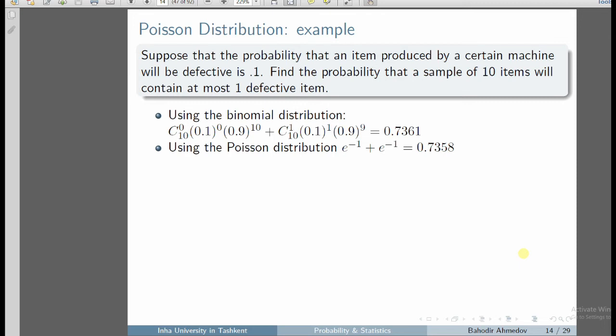For example, it is possible that in a batch of 10 pins, there might be no defective pins, right? So it is better to take more pins in order to calculate the average, okay? Or it is better to measure the average over a bigger interval of time in order to use the Poisson distribution. So for example, for this case.